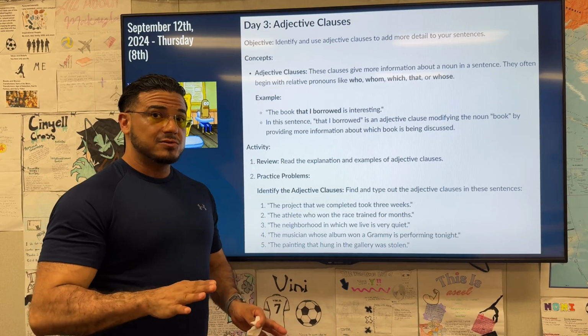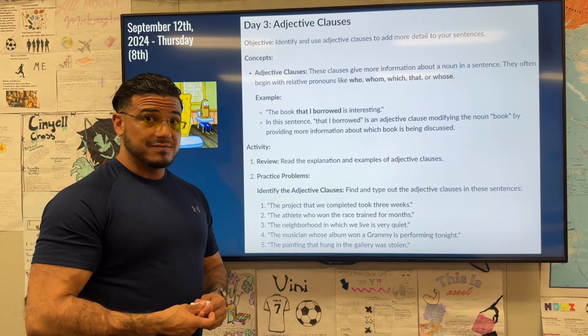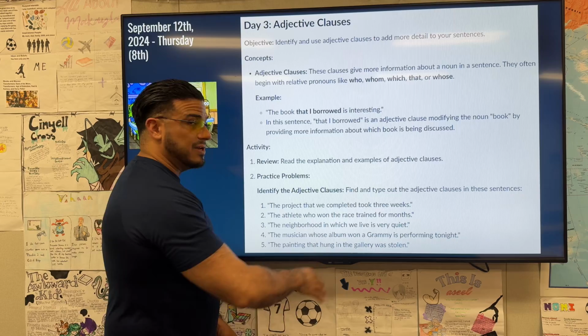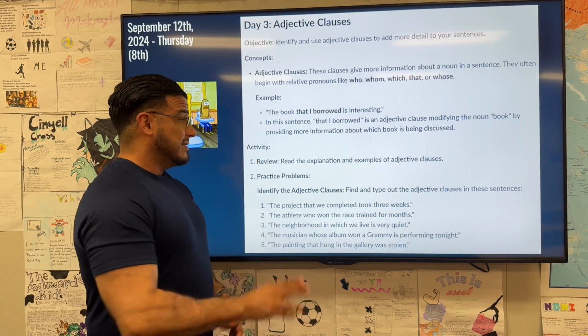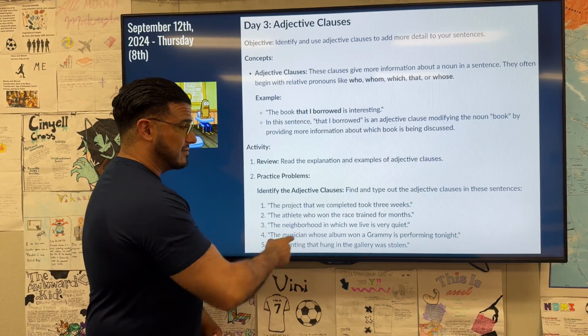However, again, if I choose not to include that, it does not change the meaning of the sentence. So the project took 3 weeks. That's really what I want you to know. The additional insight is our adjective clause.